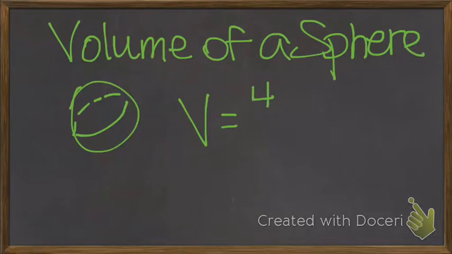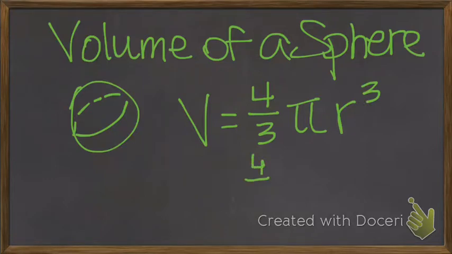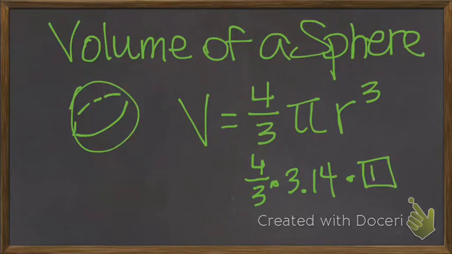Your formula is 4/3 pi r cubed. So it's 4/3. If you're putting it into your calculator, you can ABC it, times 3.14 times whatever your radius is to the third power, because volume is three-dimensional. So all of our units are going to be to the third power. Let's go ahead and see what this looks like when we go to solve a problem.